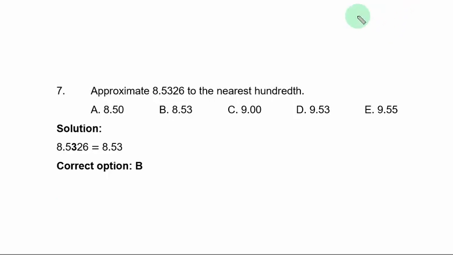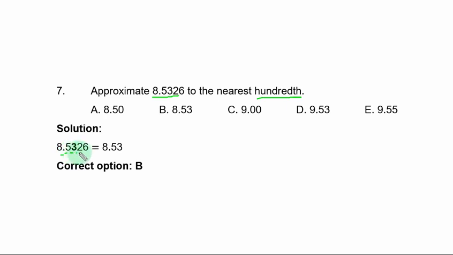Question 7. Approximate 8.5326 to the nearest hundredth. You need to know this TH. This TH means you are looking at the decimal part. Now, after the point, the next digit to your right is tenth. The next one is hundredth. So 3 is in the position of hundredth.